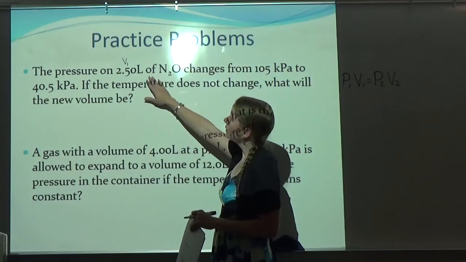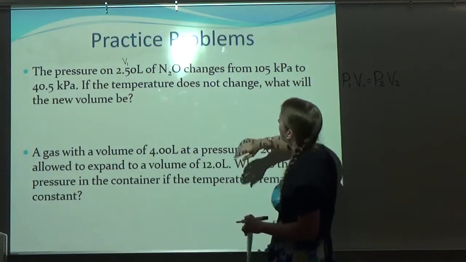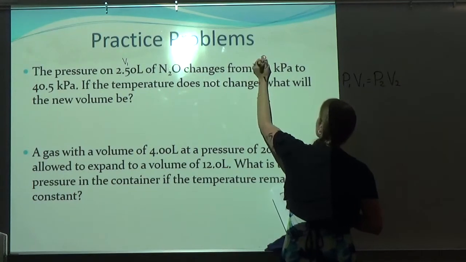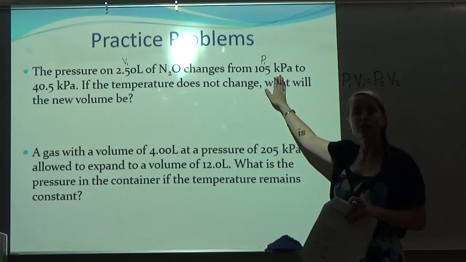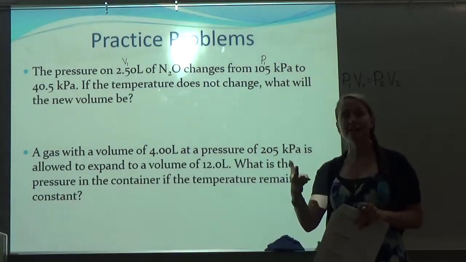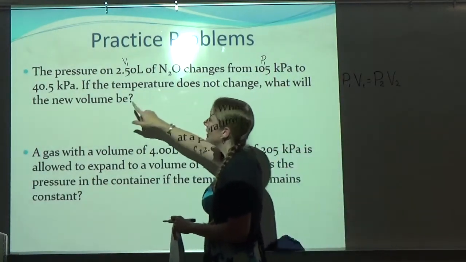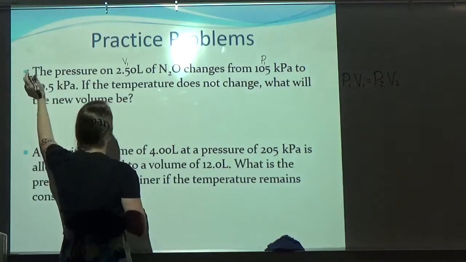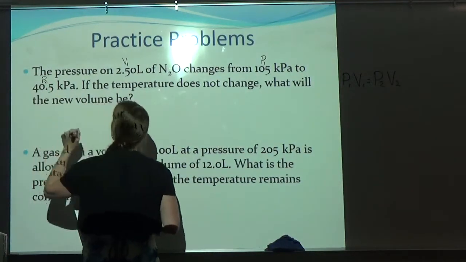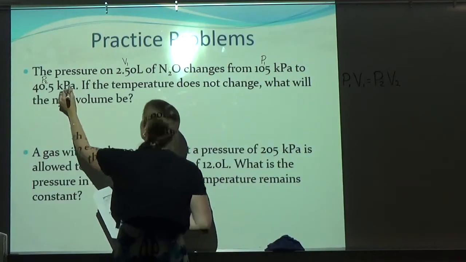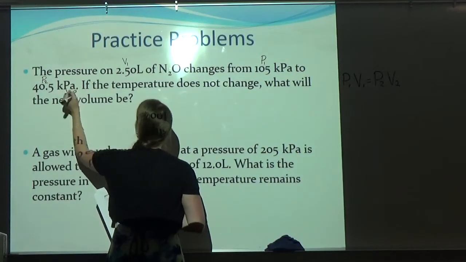So the pressure on 2.5 liters of N2O changes from 105 kPa. So there's my first pressure. And again, y'all, for pressure, you're looking for units like kPa, atm, millimeters of mercury, torr. So 105 kPa to 450 kPa. So there's my second pressure. If the temperature does not change, what will the new volume be? So I'm looking for V2.